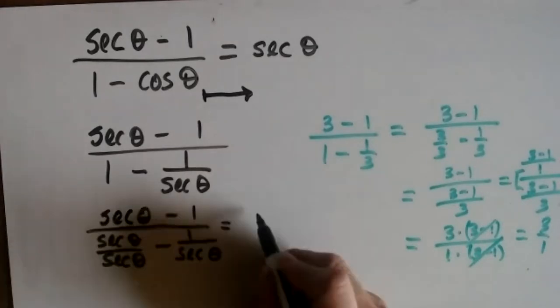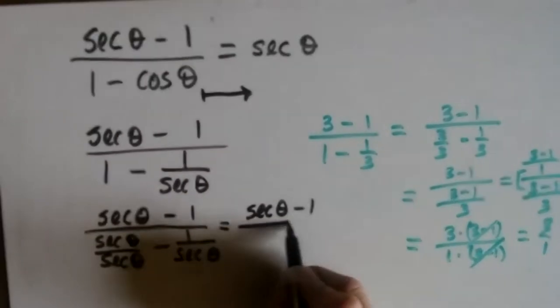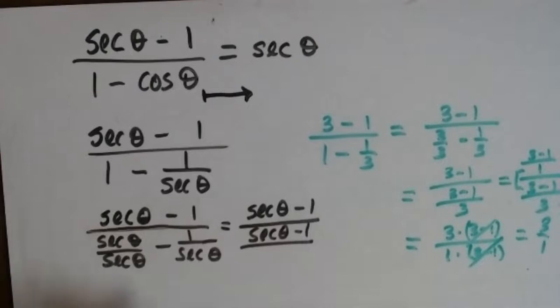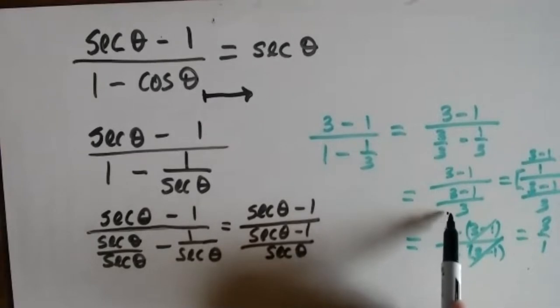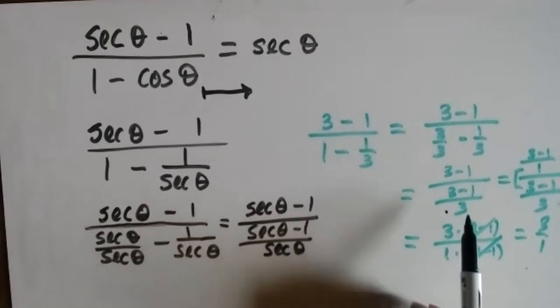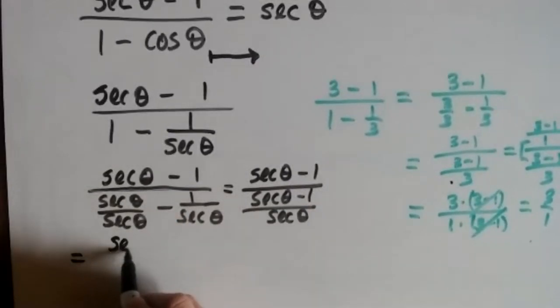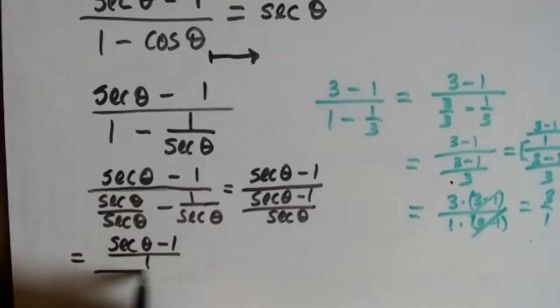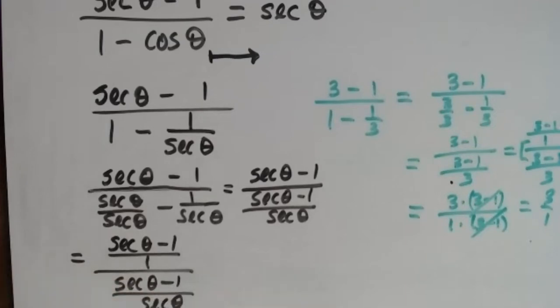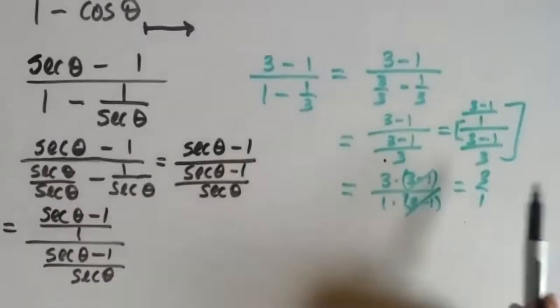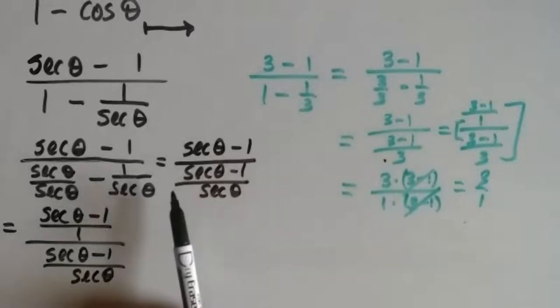Now this is going to be secant theta minus 1 over secant theta. So I put this together as I did here, right? Okay, what is next? Next I have to make this a fraction. So this is secant theta minus 1 over 1, over secant theta minus 1 over secant theta. Now I have a fraction over a fraction. You see? So I have to do the sandwich rule.